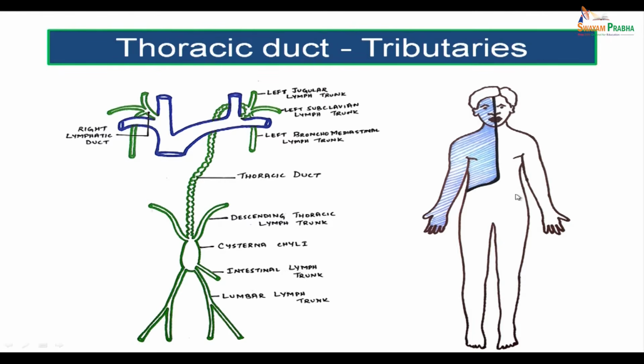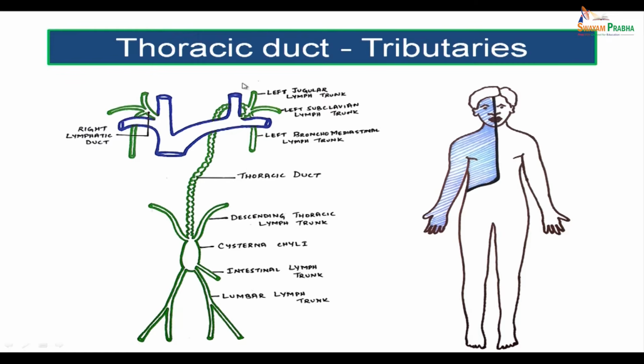Except for this area, that is the right half of the thoracic cage or the cavity, the right upper limb, the right half of the neck and the right half of the face, the rest of the body is drained by the thoracic duct. It receives the bronchomediastinal lymph trunk from the thoracic cage and the intercostal space and the mediastinum. It also receives the left subclavian lymph trunk from the upper limb.